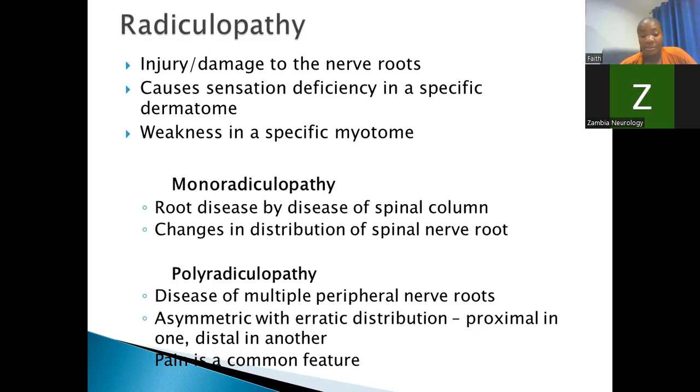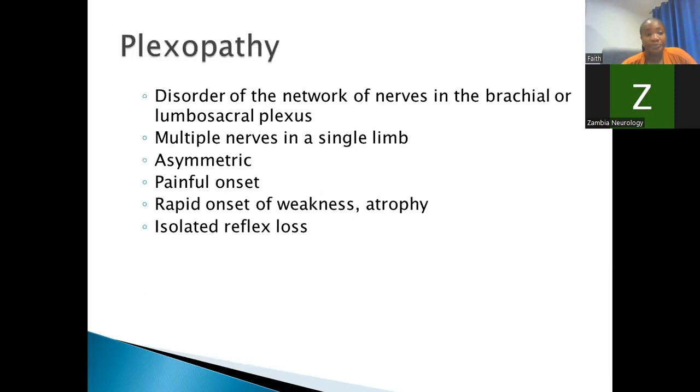This is usually asymmetric and there's an erratic distribution, mostly proximal in one area and then distal in another area. And then of note is that with radiculopathy, pain is actually a common feature.